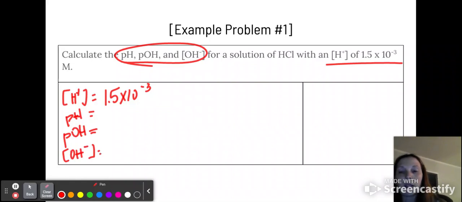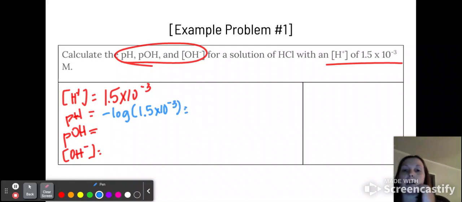Okay, so to set this up for pH, we know that our calculation is negative log of H plus, which was 1.5 times 10 to the negative third. So you literally just plug that straight in the calculator. So let me do that myself.